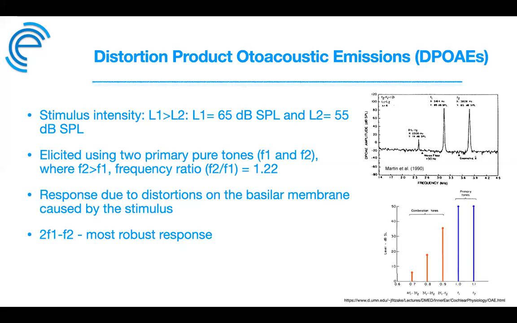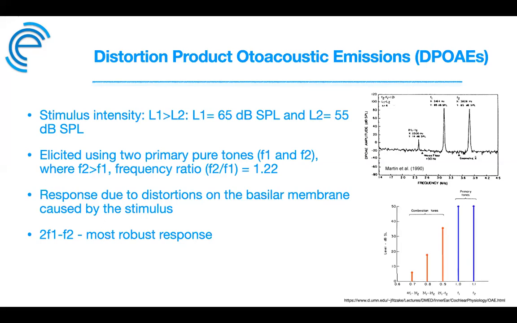So the DPOAE response will have distortions at 2F1 minus F2, 3F1 minus 2F2, and so forth. But in clinical practice, the DPOAEs that are most commonly measured, or the ones with the largest distortion product, is the 2F1 minus F2. So the ratio that we usually use is 1.22, and this has been found in studies by Harris in 1989 to be the one that is generally accepted for clinical use.